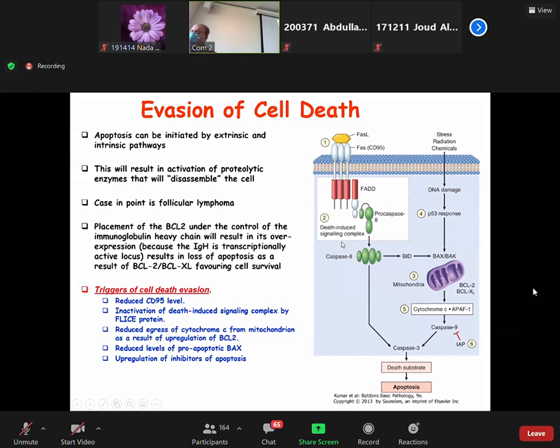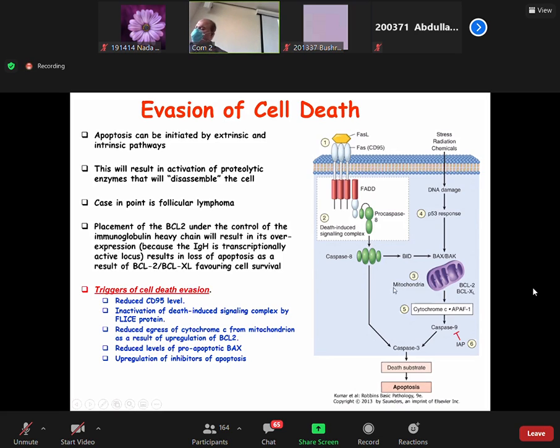Two, recruitment of a special protein in the cytoplasm known as the FLICE protein. The FLICE protein will come and actually knock down, destroy the death-induced signaling complex. That is going to interrupt the death signal, and as a result of that, there will be no apoptosis, at least from the extrinsic pathway.